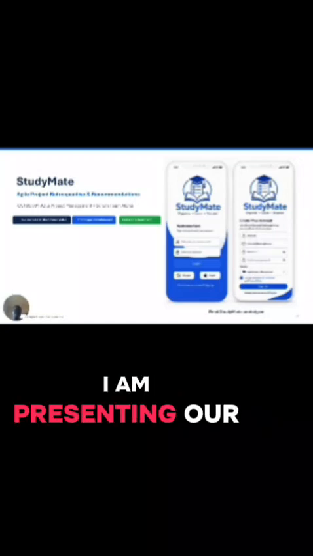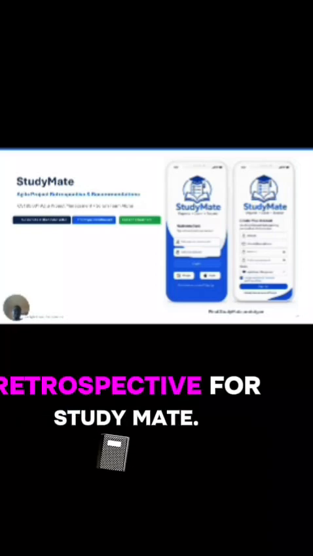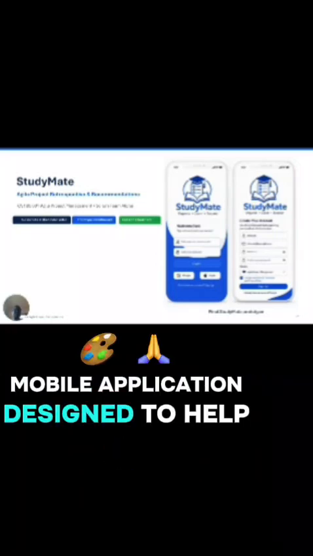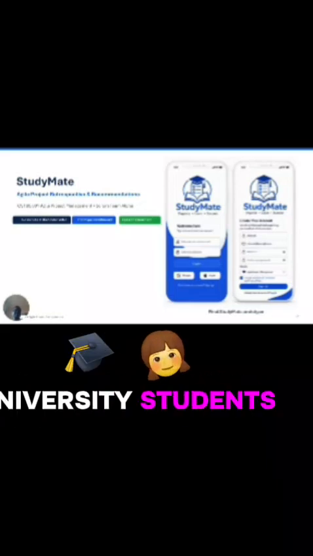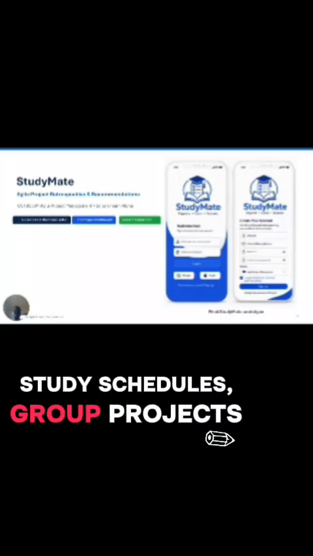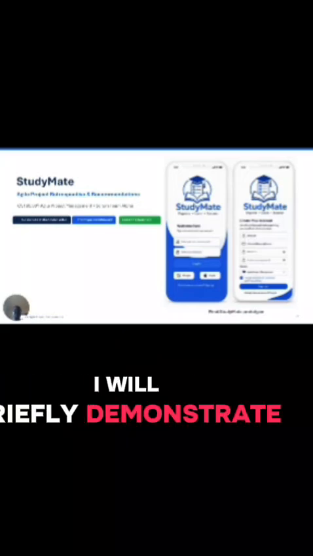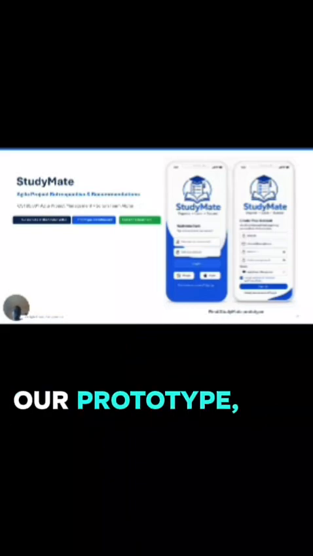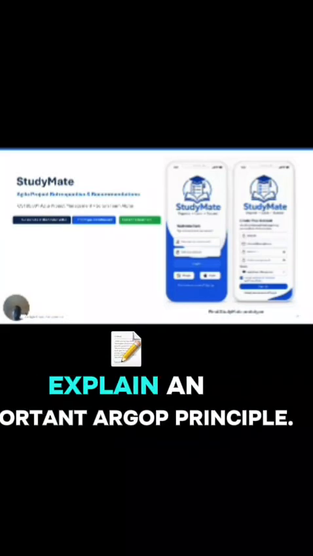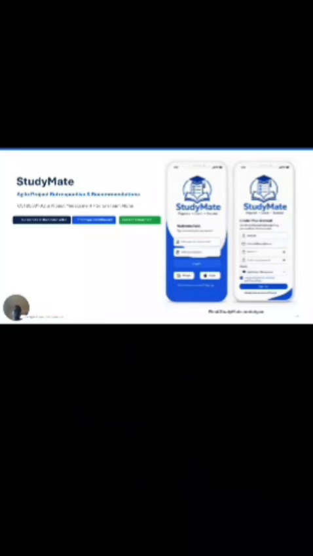Today, I am presenting our final Agile project management retrospective for StudyMate. StudyMate is a mobile application designed to help university students organize assignments, deadlines, study schedules, group projects, and notifications in one place. I will briefly demonstrate our prototype, discuss what went well, recommend an improvement, and explain an important Agile principle we learned.